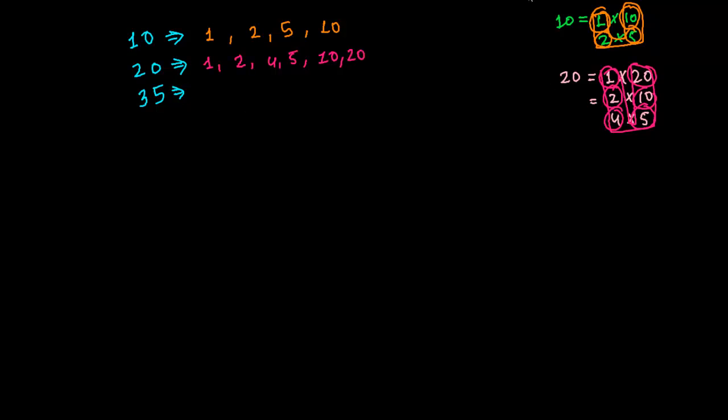Similarly now 35. To find the factors of 35, again we need to think of the numbers which give us 35. The first one is 1 times 35. Then 2, no, 3, no, 4, no, 5. 5 times 7 is 35. Is there any other way to get 35? No, there is no other way. So these are our factors of 35: 1, 5, 7, and 35.